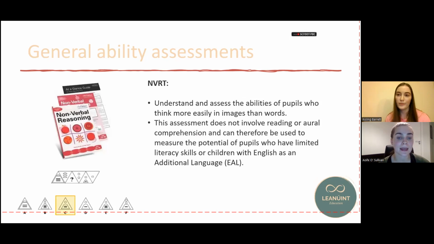The next one is the NVRT, which is the non-verbal reasoning test. This test is used to understand and assess the abilities of pupils who think more easily in images than words. As it says in the title, it is not related to a child's language development. It doesn't involve reading, it doesn't involve oral comprehension, and therefore it can be used to measure the potential of pupils who have limited literacy skills or children with English as an additional language.